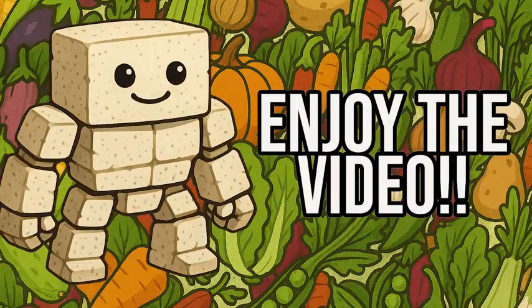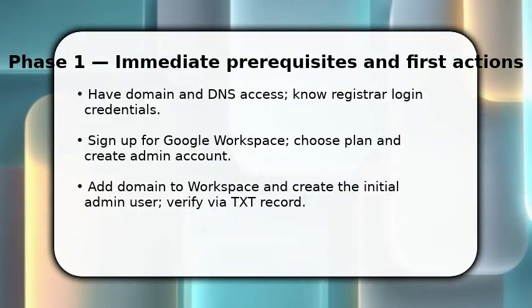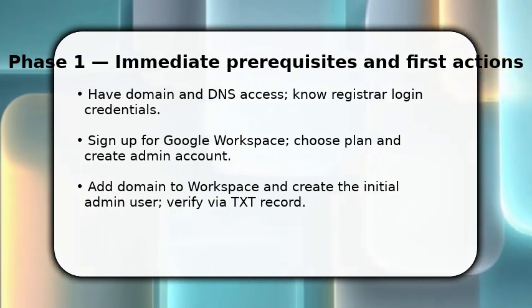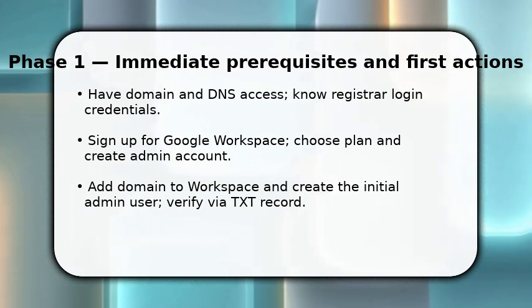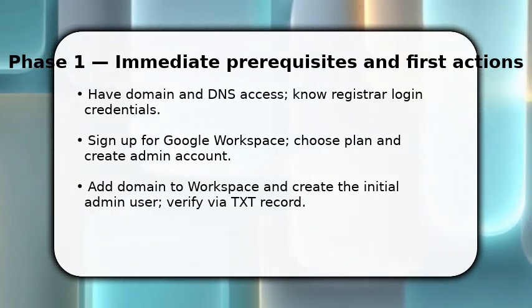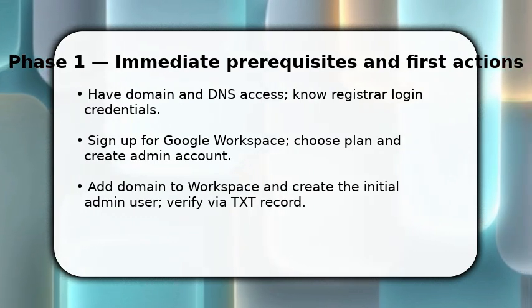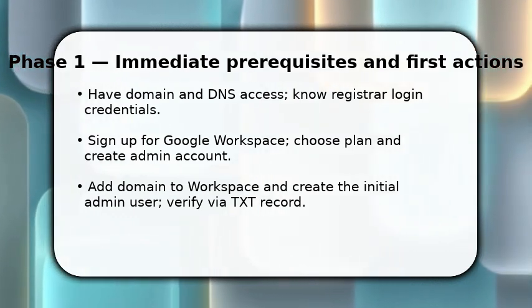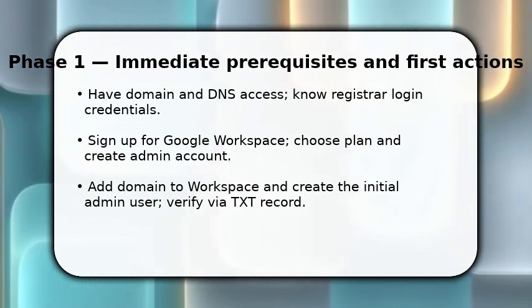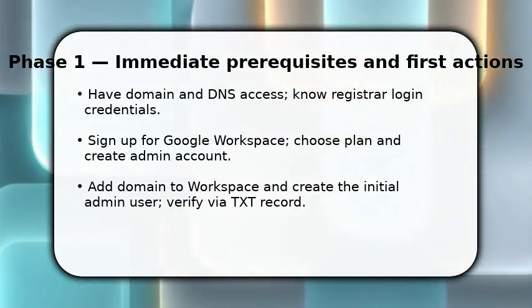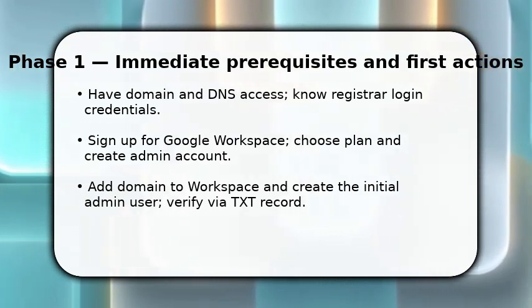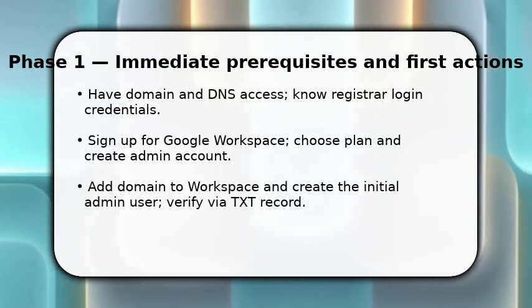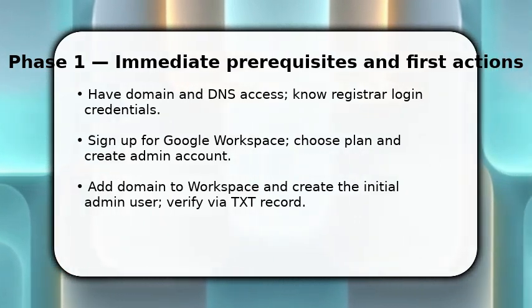You begin by doing the essential, concrete work. Sign up for Google Workspace and create the admin account you will use every day. Once done, add your domain inside the admin console and follow the verification prompt. You will add a TXT record at your registrar. Make sure you can edit DNS records. This is non-negotiable. After the TXT propagates, confirm verification in Workspace and proceed immediately to DNS configuration for mail.